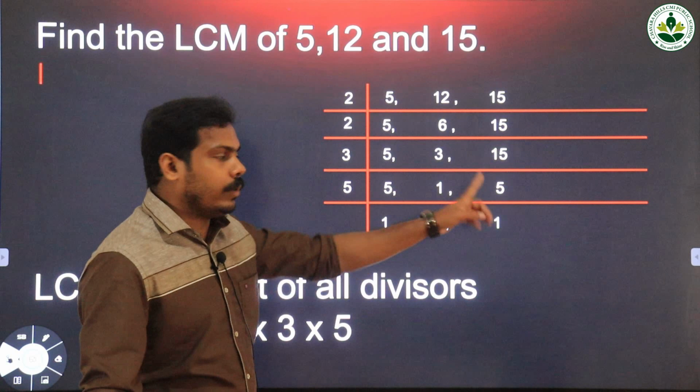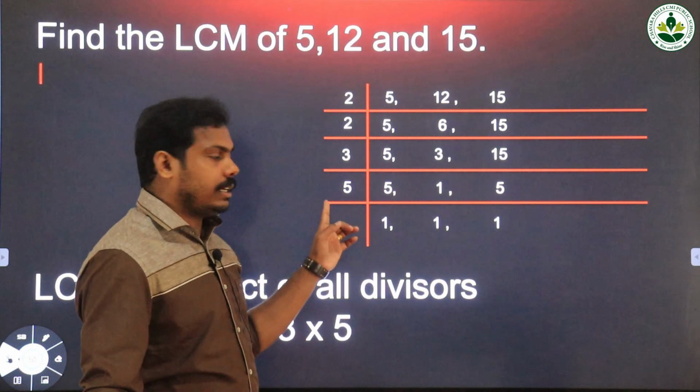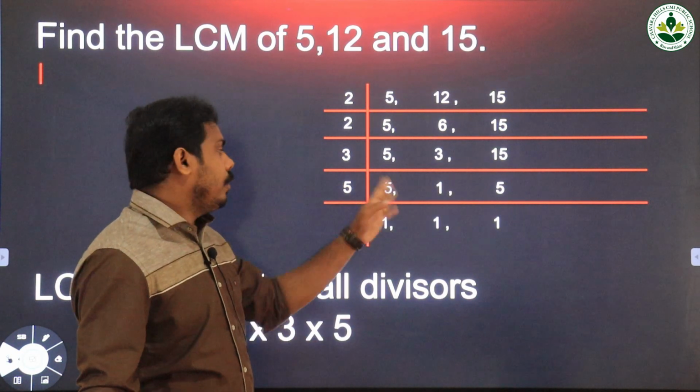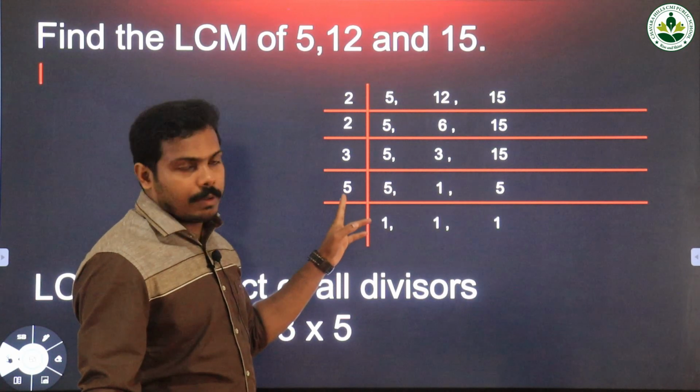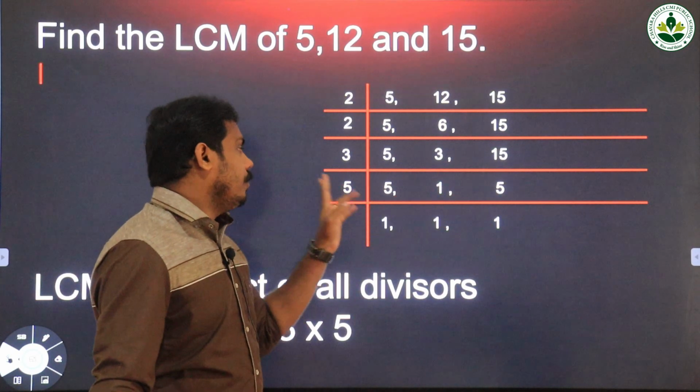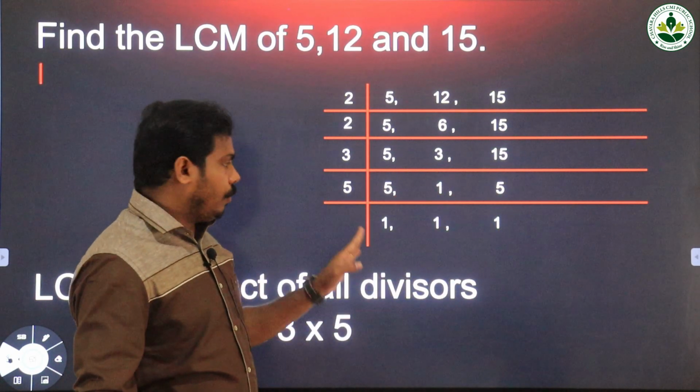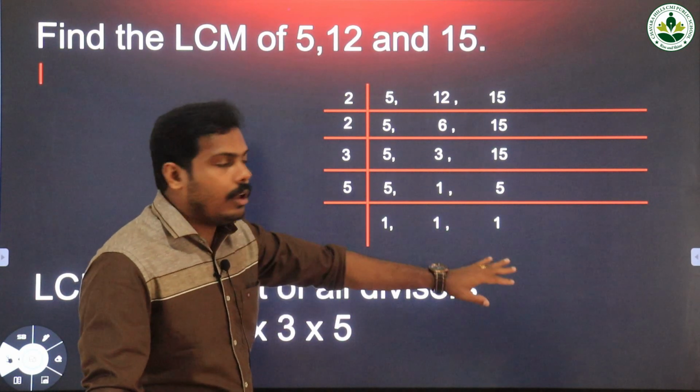Now, we got 5, 1, 5. We can divide that number by 5. 5 by 5 is 1, 1 by 5 not possible, just bring it down. 5 by 5 is 1. Now, we got the remainder, all the remainders are 1.